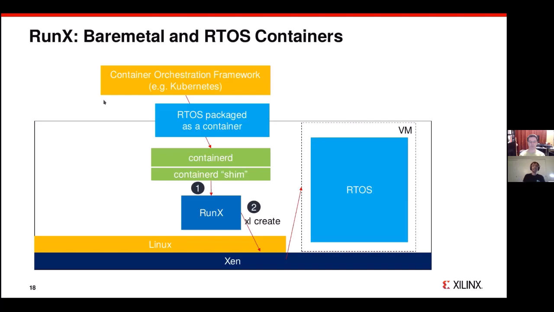And then RunX doesn't really care if it's Linux or another kernel, as long as it runs in the VM. It will just call xl create as usual. And what you end up with is the VM, with your kernel inside, with your RTOS running inside. So now you have a way to use Kubernetes to deploy at scale on target your real-time application built with a real real-time OS using Xen VMs, and you could exploit all the configuration to get the best possible latency in these environments.